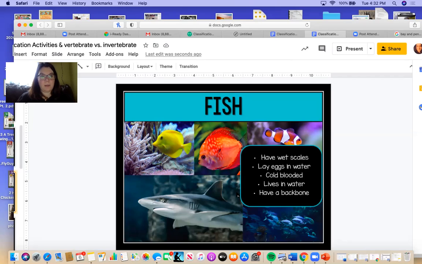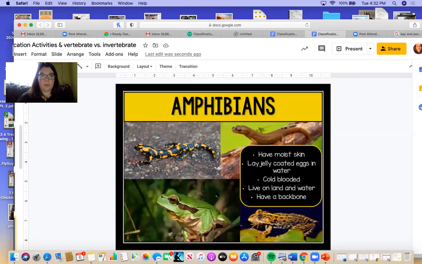And then there was the fish that spent some of its time in the water and out of the water, and those are amphibians. And they have moist skin. They lay jelly-coated eggs in the water. They are cold-blooded. They live on land and water, and they have a backbone.